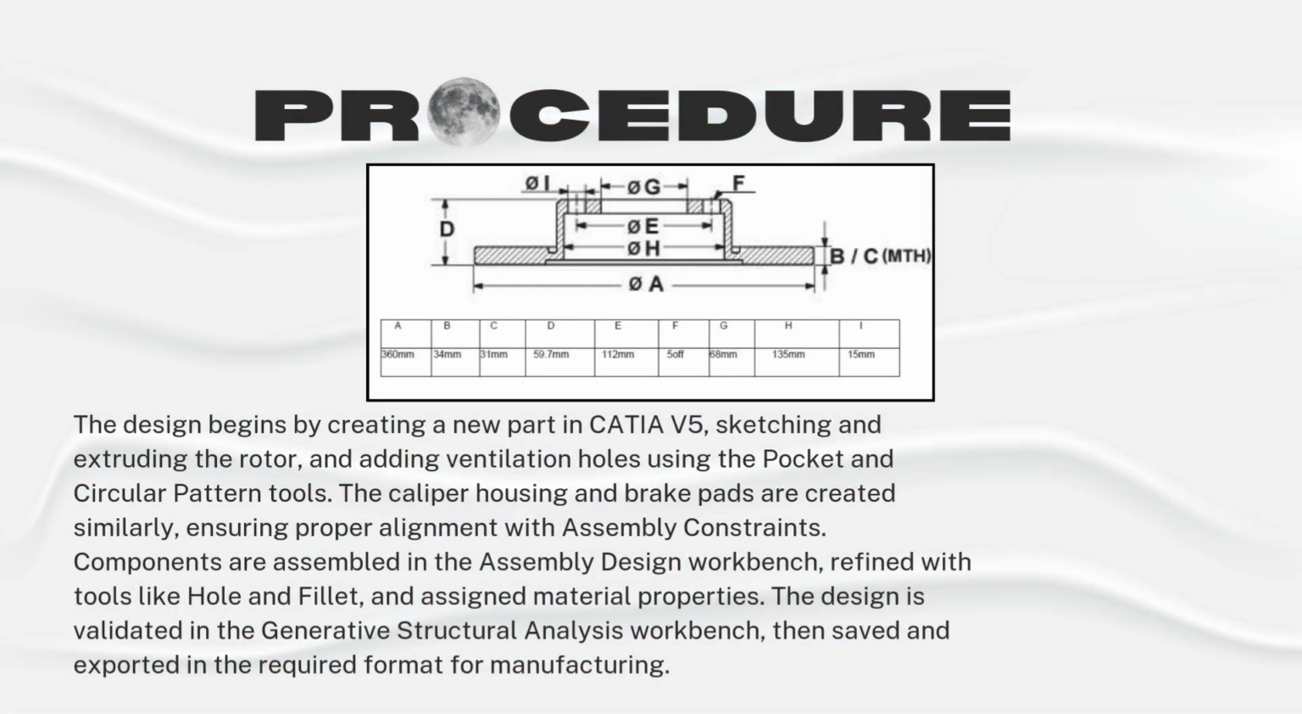The design begins by creating a new part in CATIA with stretching and extruding the rotor, and adding variation holes using the pocket and circular pattern tool. The caliper, housing and brake pads are created similarly, ensuring proper alignment with assembly constraint.